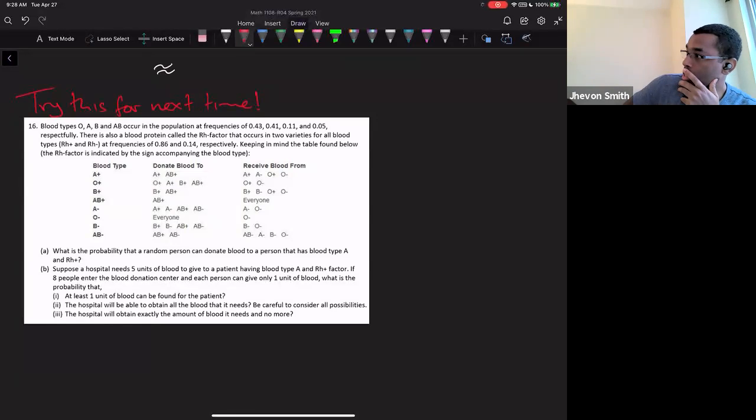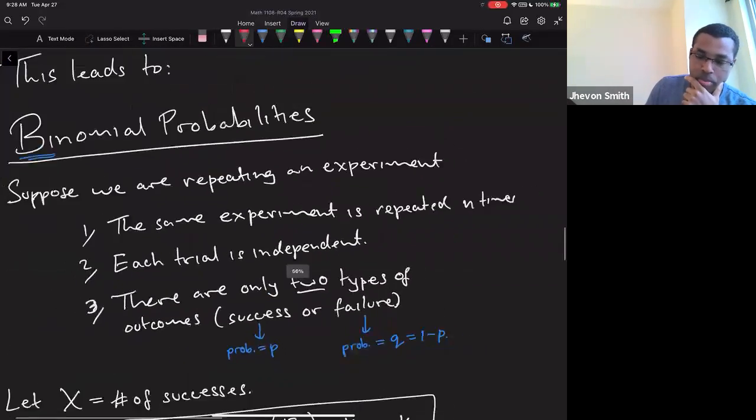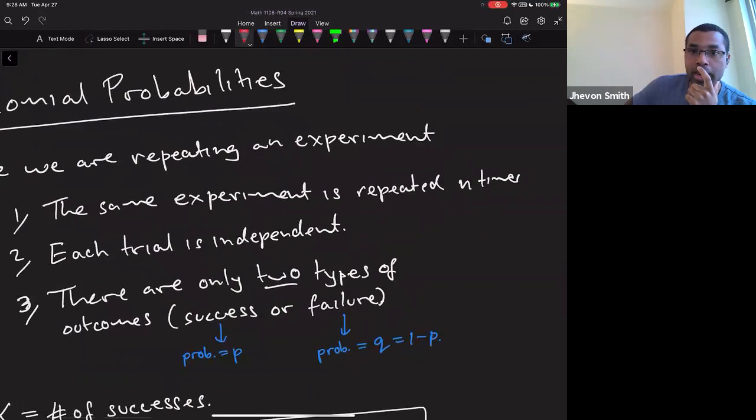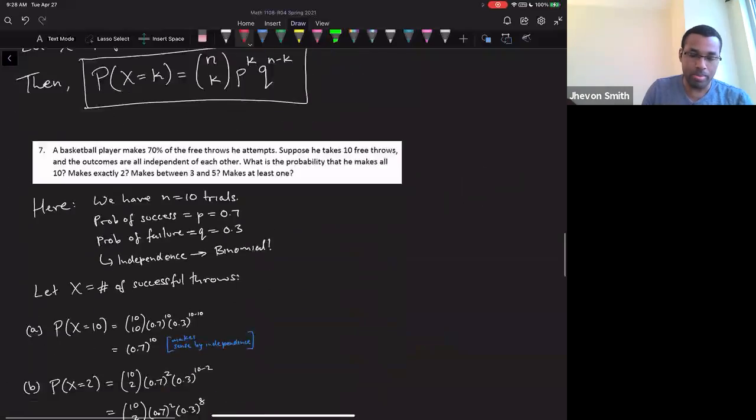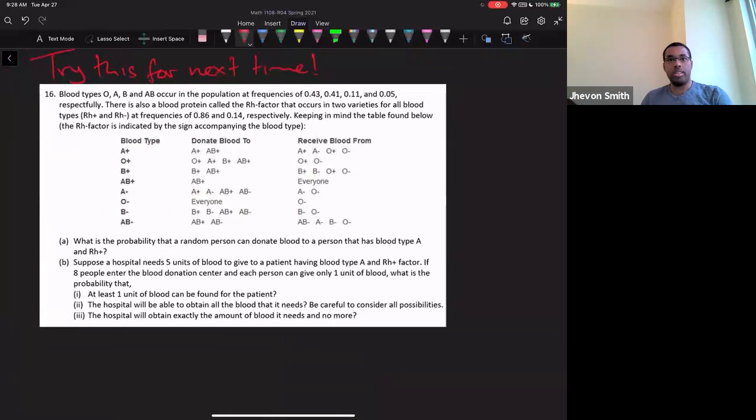But we have to go. So this is the last technique for finding probabilities that you would need to know. And it works in this very specific circumstance. You're repeating something n times, they're all independent, and there are only 2 possible outcomes. This is a binomial probability, which is a very common thing, believe it or not. Here's a really interesting final type problem for you to try for next time. We'll stop there.